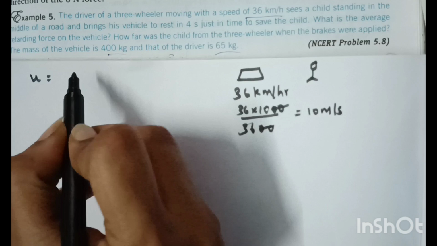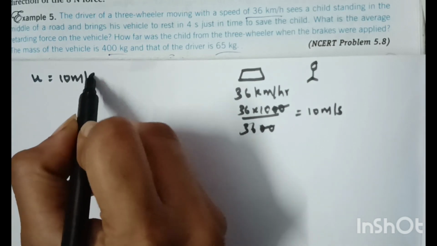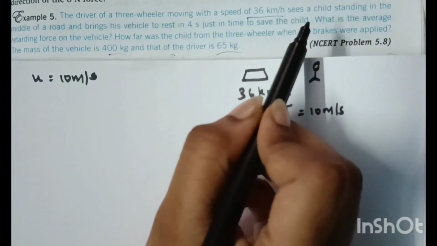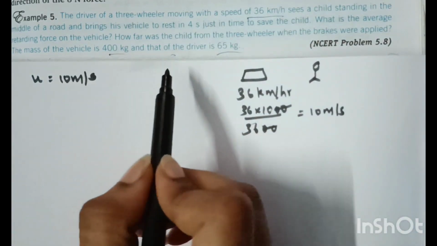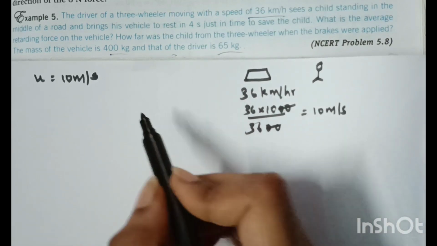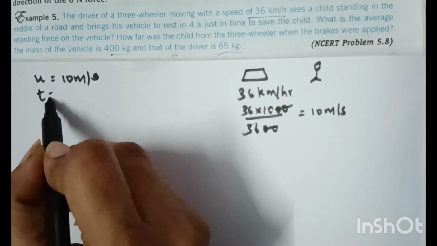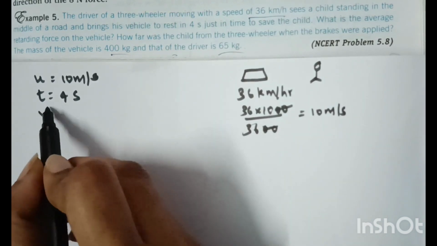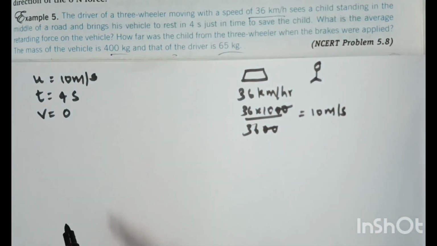U is 10 meter per second. Now, he is seeing the child and brings his vehicle to rest in 4 seconds. So, time taken to stop is 4 seconds. To stop, that means the final velocity is 0. So, V equals 0.